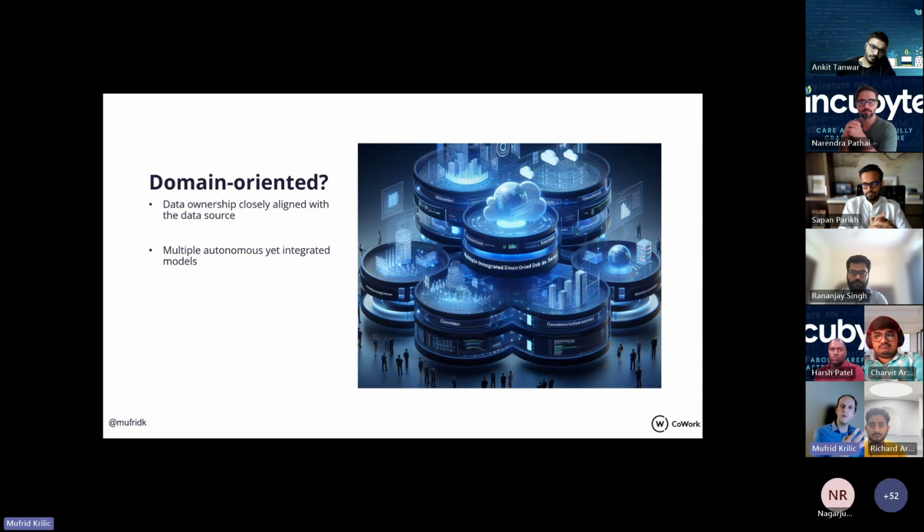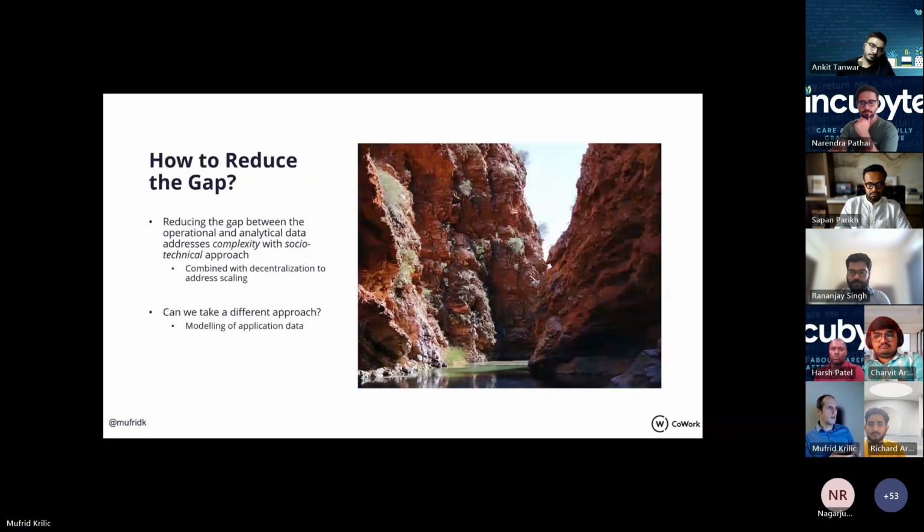Not possible to get it using the same model. However, can we get them as closely aligned as possible? Which means once we align with multiple data sources, we need to accept the fact of multiple autonomous yet integrated models. So how do we reduce this gap between the analytical and operational side?